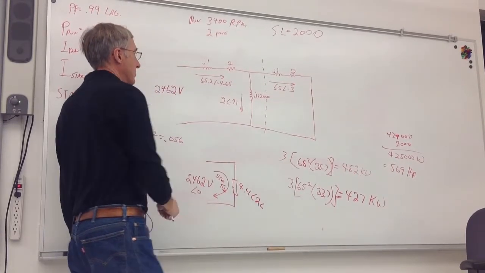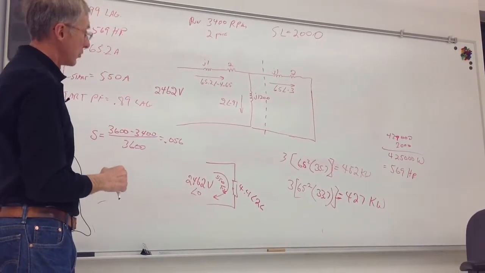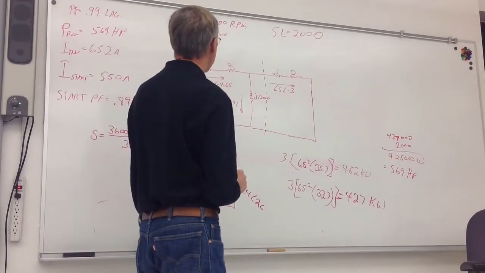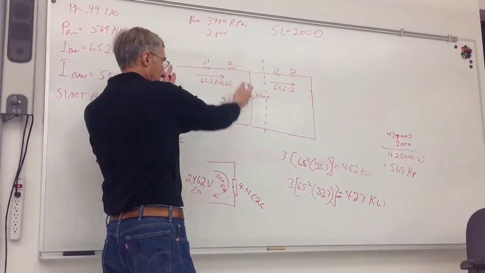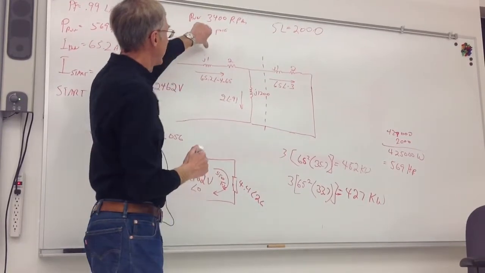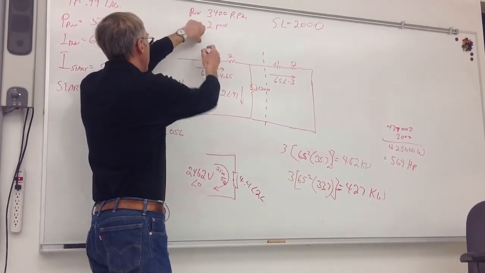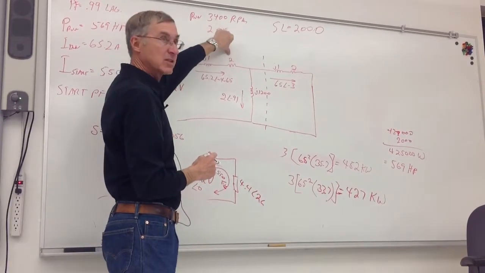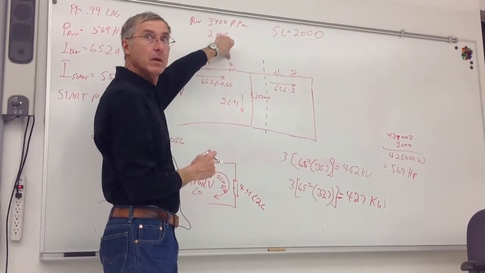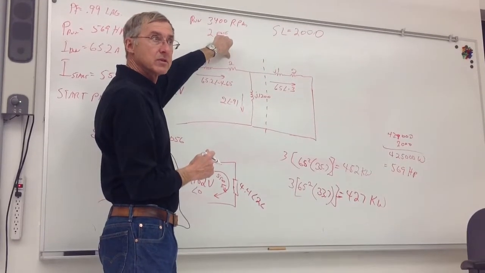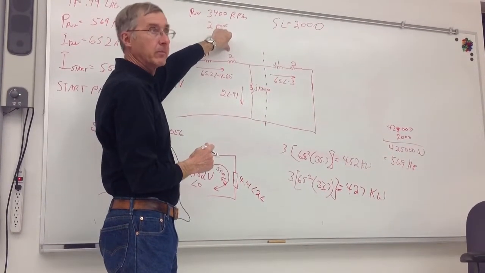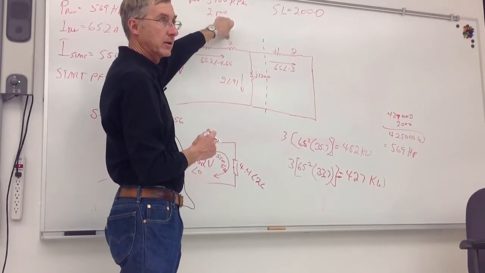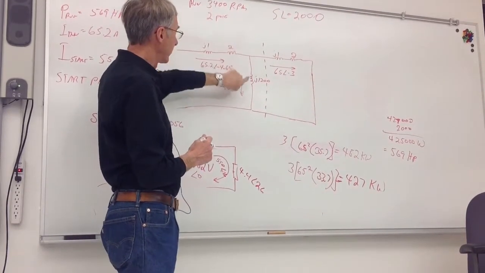65.2 squared times 2 times 3 would give me the loss in the whole motor for that. What is this the model of, by the way? The stator impedance, the stator reactance. The actual coil, the stator resistance. The resistive losses in the stator.